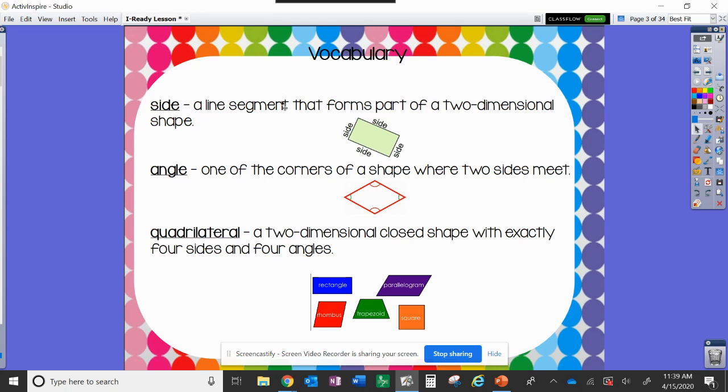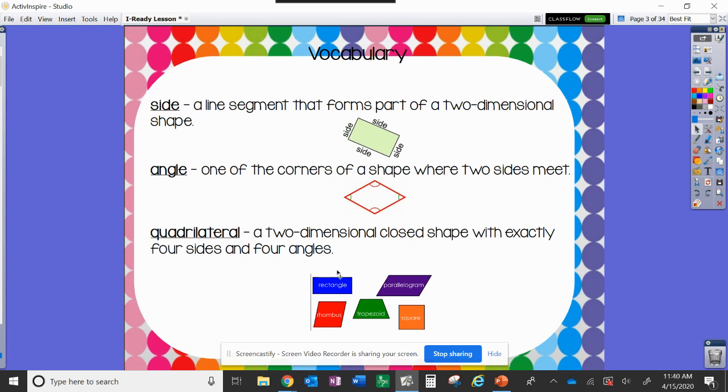So the first thing you're going to need to know, of course, is important vocabulary. Our vocabulary for this unit is side, which is a line segment that forms a part of two-dimensional shapes. You can see that these line segments here have an end, and they go all the way around the shape. It is a closed figure. Angles are where the two line segments meet.